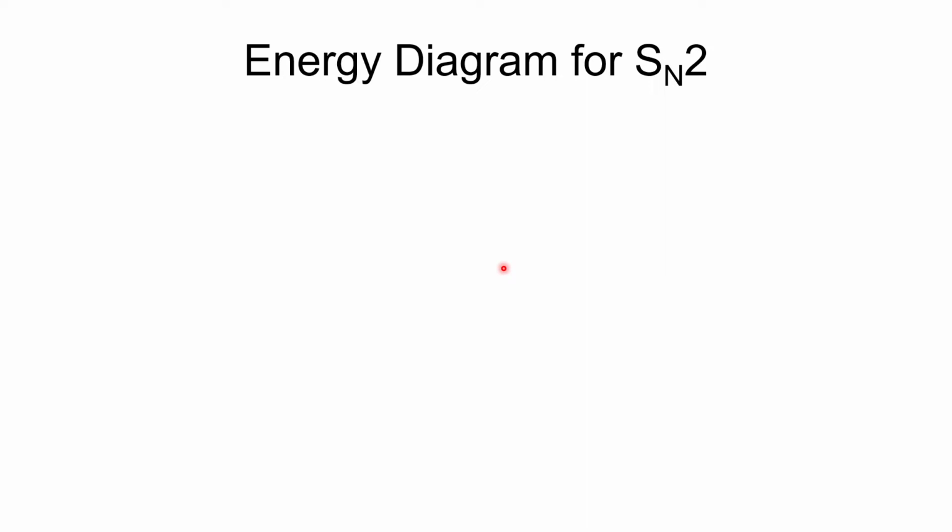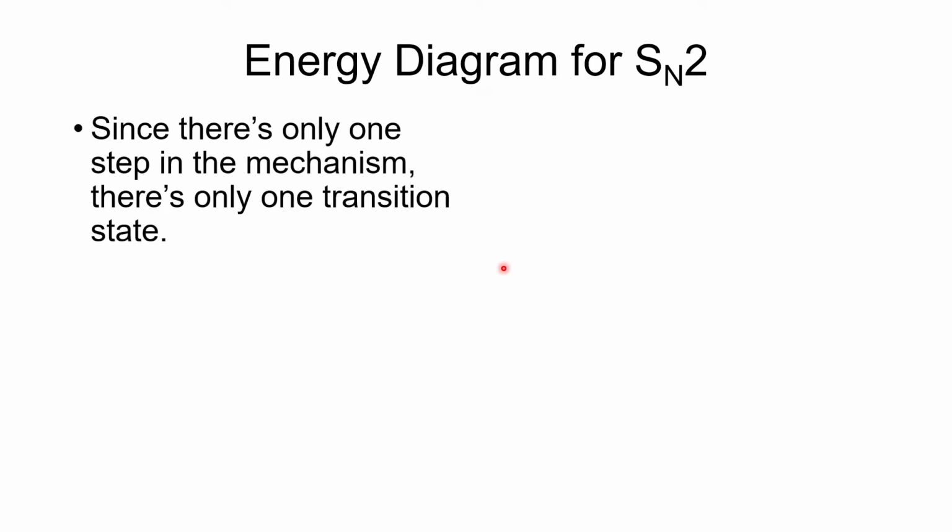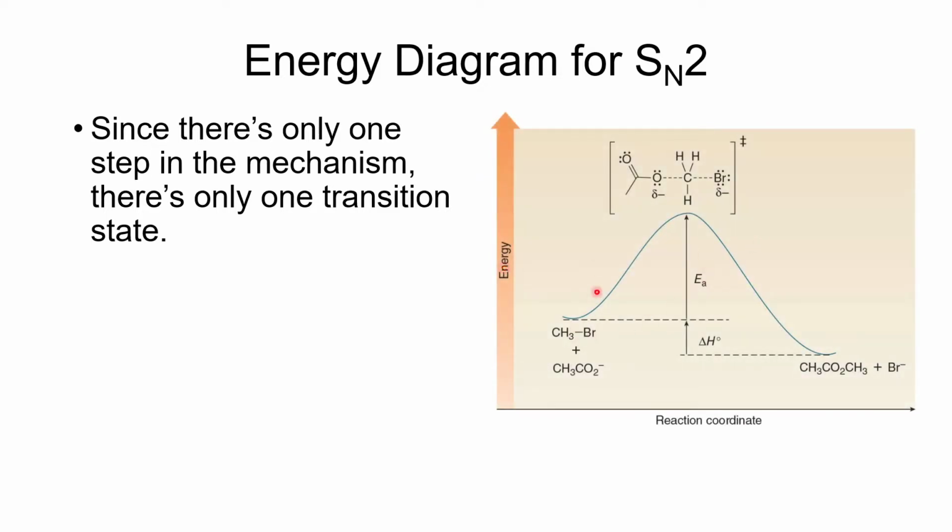So now we want to look at an energy diagram for the SN2 reaction. Since the reaction only has one step, there's only one transition state in the energy diagram. So we'll only see one hump in that energy diagram. Now there's a couple of key features that I want to point out about this energy diagram. First of all, if you look at it, you'll see it's exothermic. Here's our activation energy. There's the energy of our transition state. And here is our transition state species, the transition state as we'll call it.